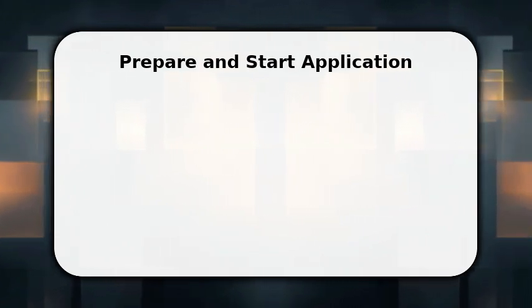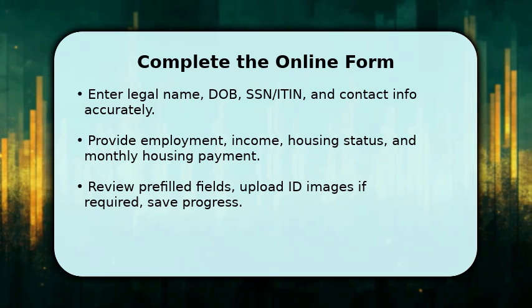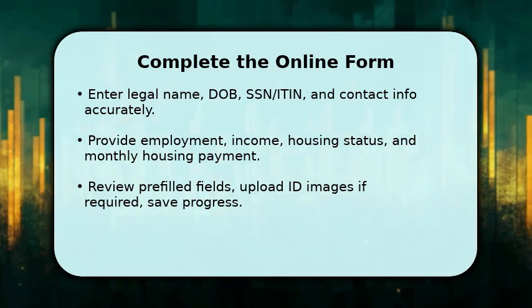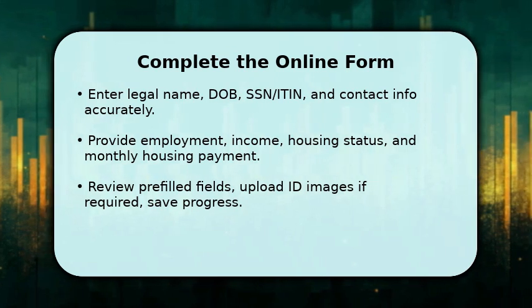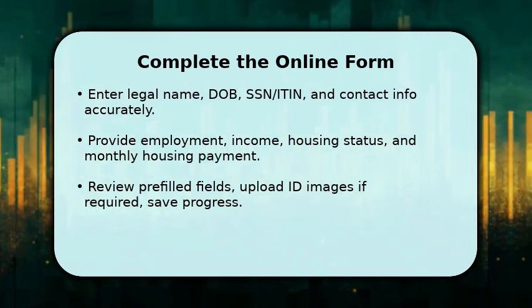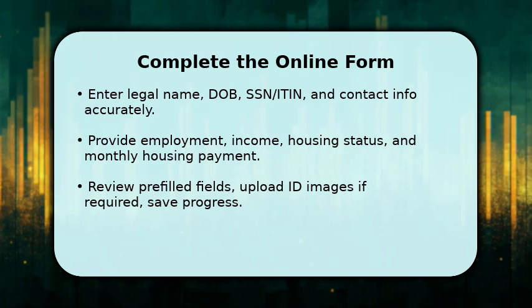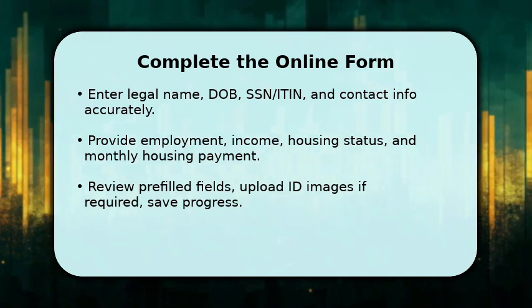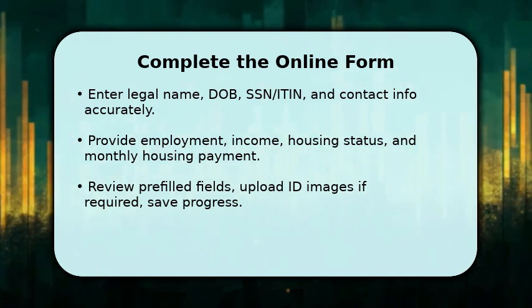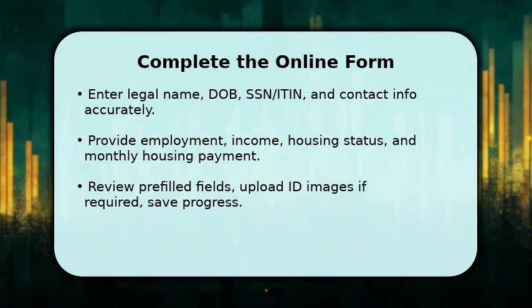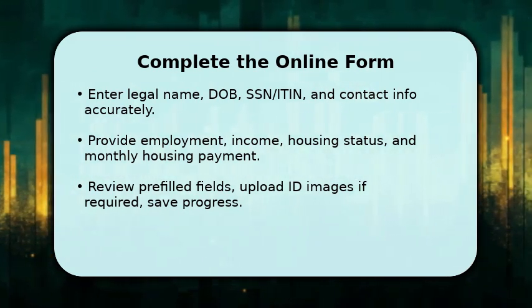Type your legal name, date of birth, SSN or ITIN, and current contact details. Next, provide employment status, employer name, annual income, and monthly housing payment so the issuer can assess capacity to repay. If requested, upload clear photos of your ID or proof of address. Make sure images are well lit and legible.